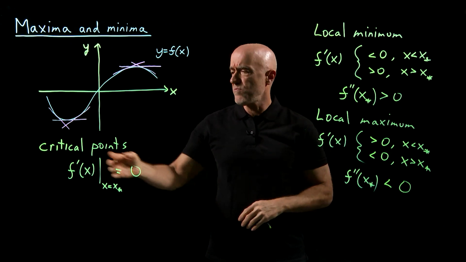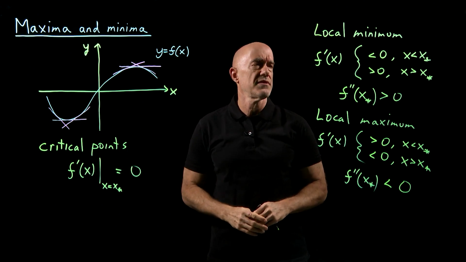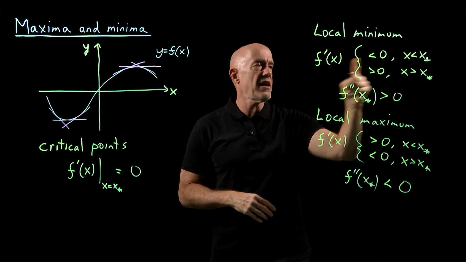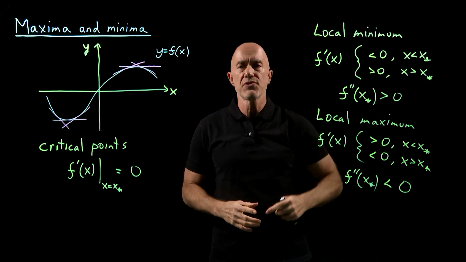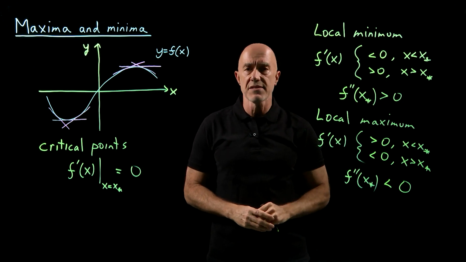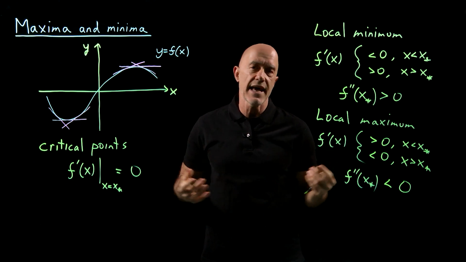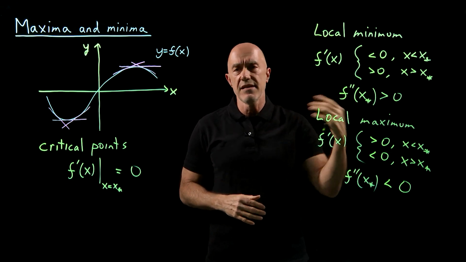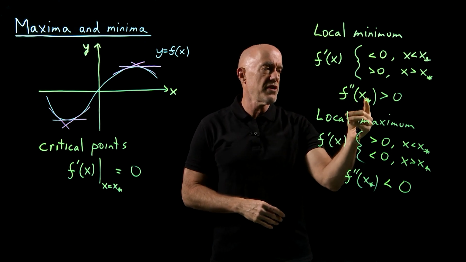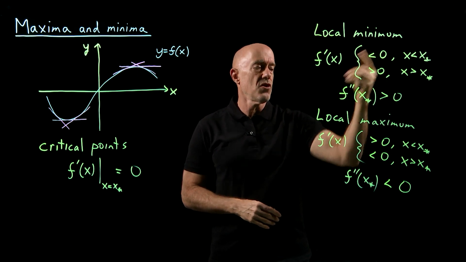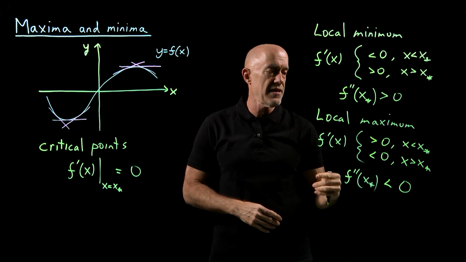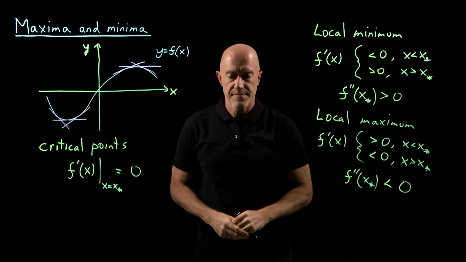So if you have a critical point where f prime of x is equal to 0, we have what's called a first derivative test. You can test the value of the first derivative on both sides of the critical point to determine if it's a local minimum or a local maximum. Or we have something called a second derivative test. If you can easily take the second derivative of the function, and the second derivative at the critical point is positive, then it's a local minimum. And if the second derivative of the function at the critical point is negative, then it's a local maximum.